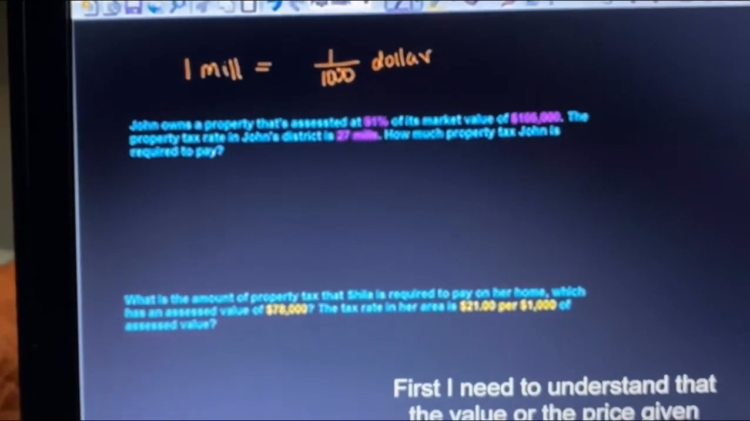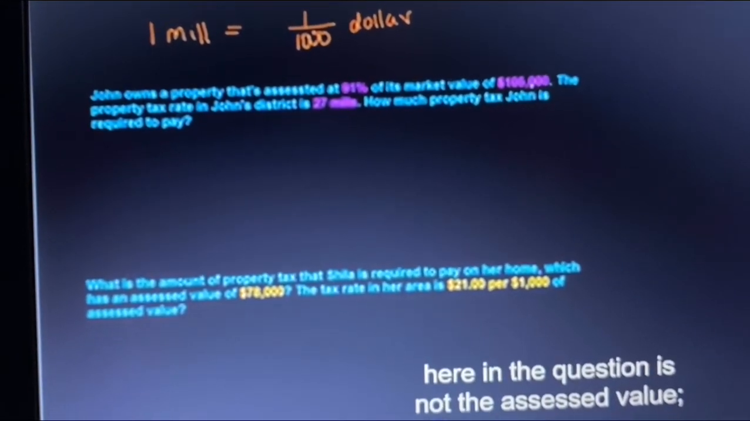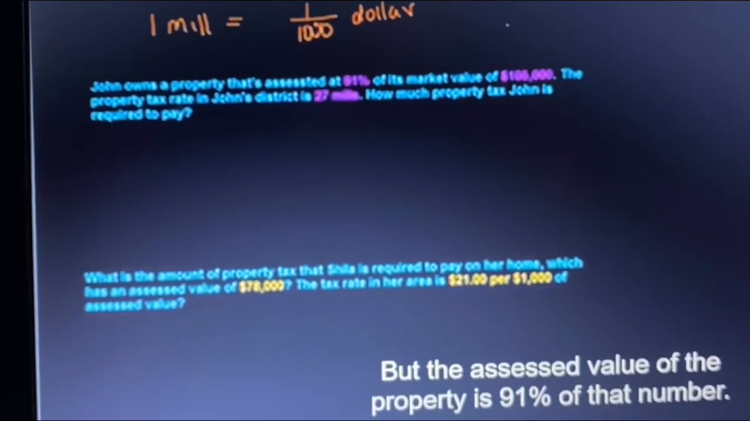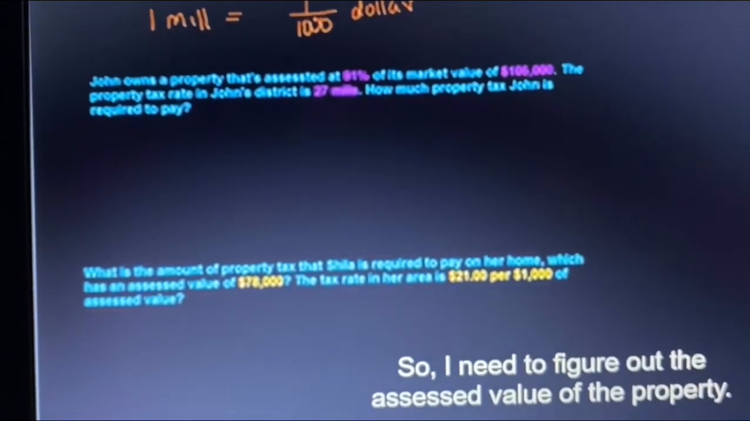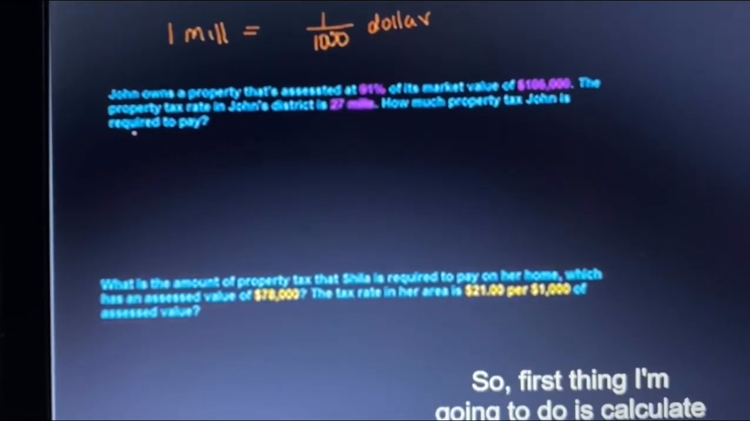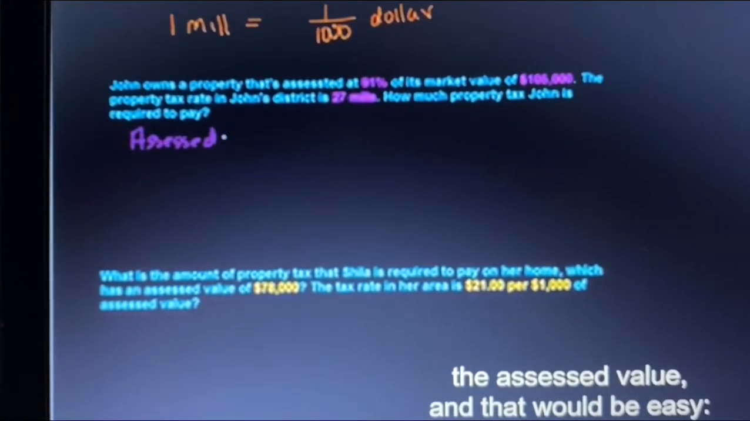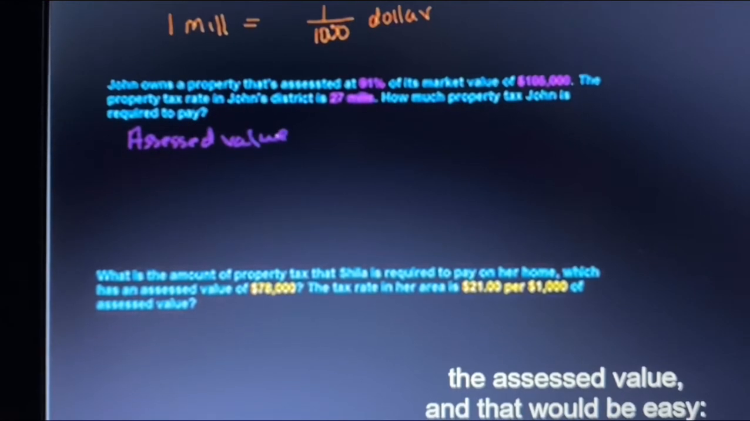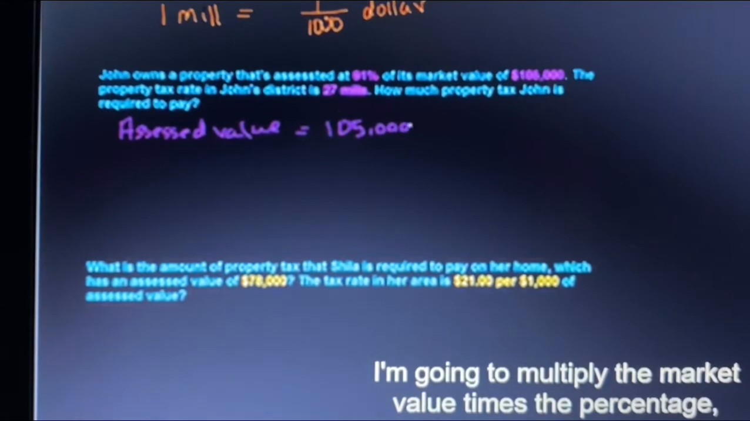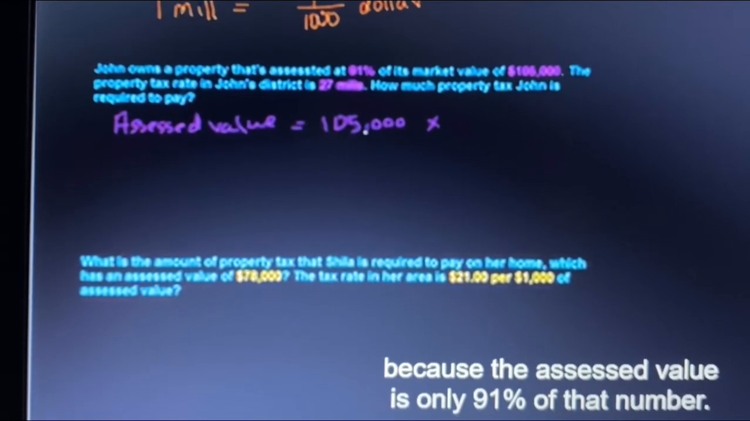First, I need to understand that the value given here in the question is not the assessed value. This is the market value. But the assessed value of the property is 91% of that number. So I need to figure out the assessed value of the property. That would be easy. I'm going to multiply the market value times the percentage, because the assessed value is only 91% of that number.